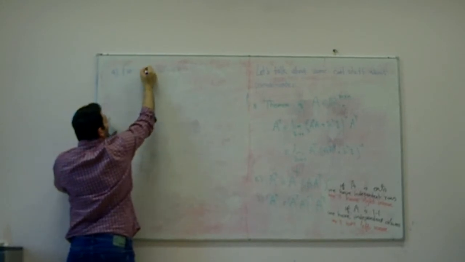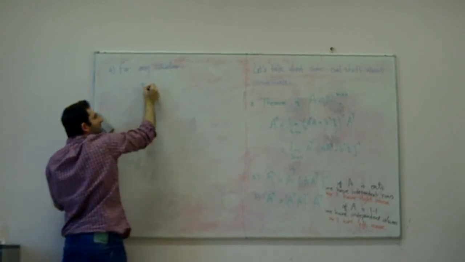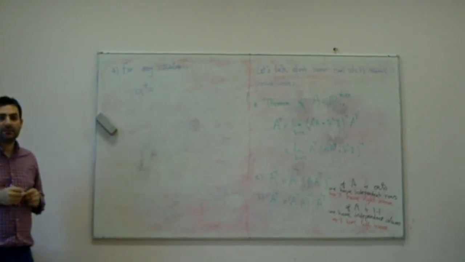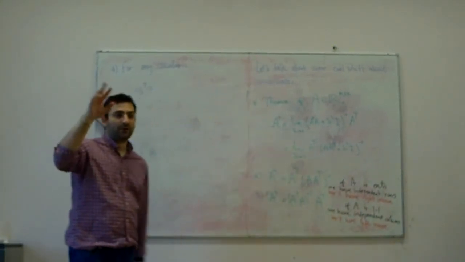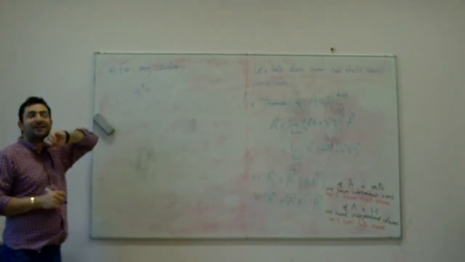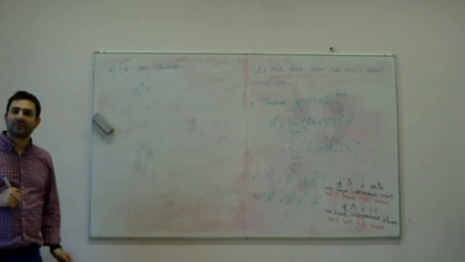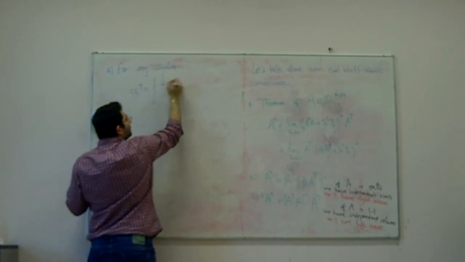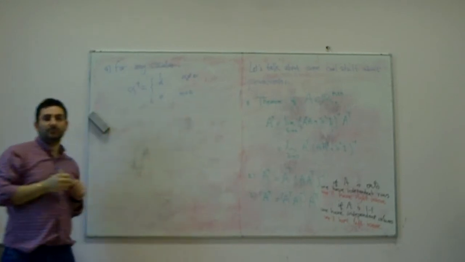For any scalar, can you tell me what is alpha plus? What is the inverse of number 5? 1 over 5. So what is it for alpha? 1 over alpha. What about if alpha is 0? So, it is 1 over alpha if alpha is not 0. It will be 0 if alpha is 0. Okay?